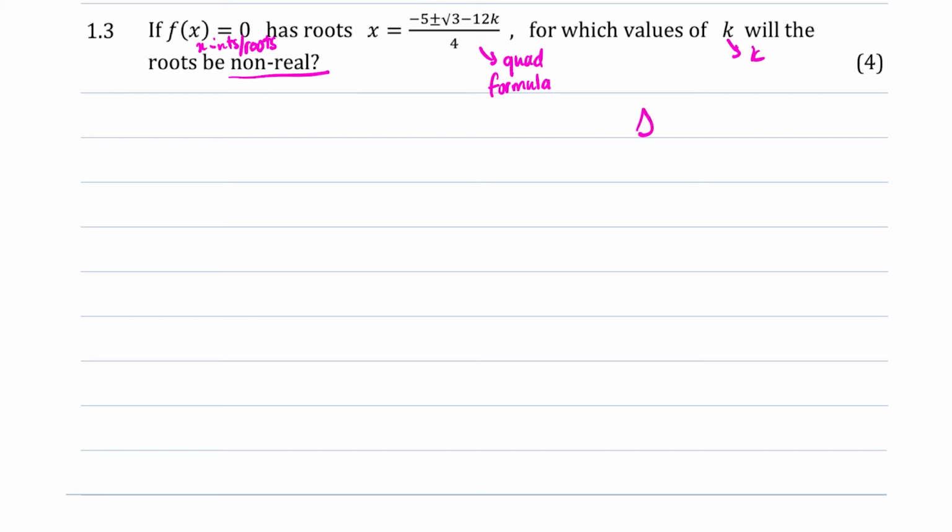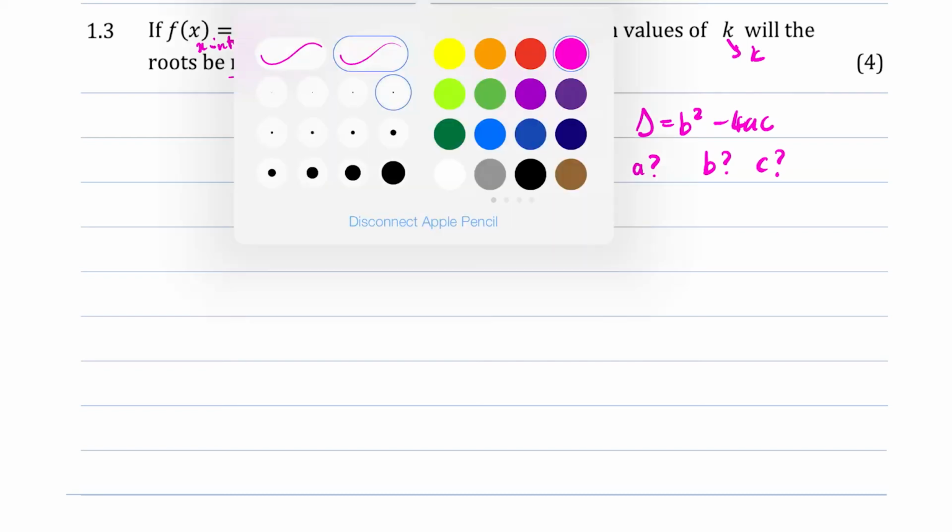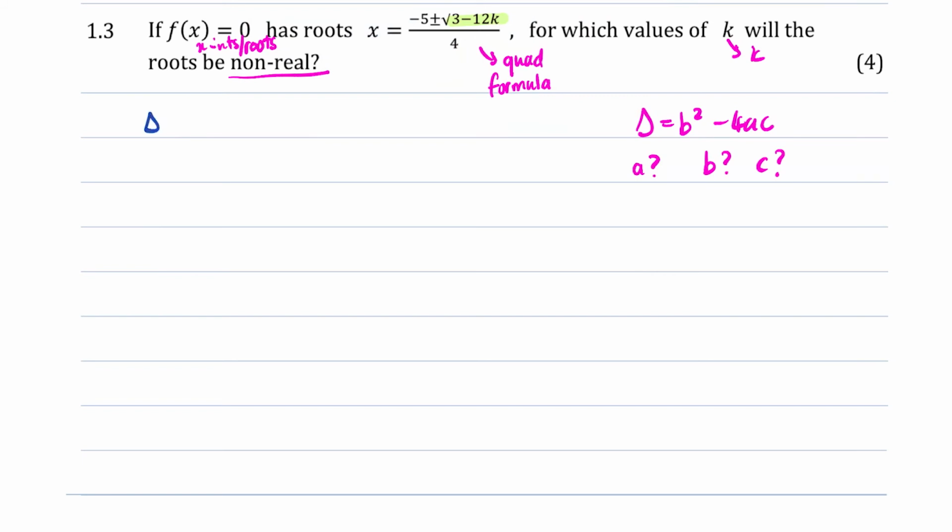Normally, when we think about roots, we think about delta. We think about delta as b squared minus 4ac. Except in this case, we don't know what the values of a, b, and c are. And in fact, we realize that we don't need to, because we realize that the part under the square root, that is what delta is. So in this case here, we realize that delta in this expression is 3 minus 12k. That's going to determine what type of roots you get for x.